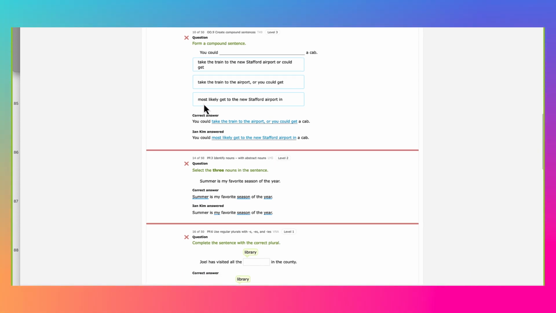All right, the student chose the third: most likely get to the New Stepford Airport in a cab. That would be a simple sentence. All right, next one, select the three nouns in the sentence.